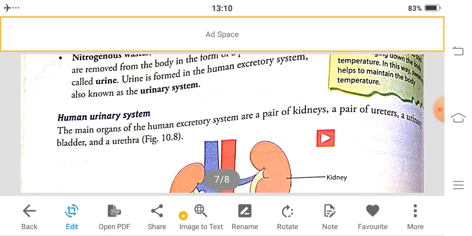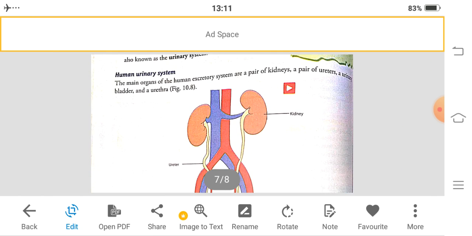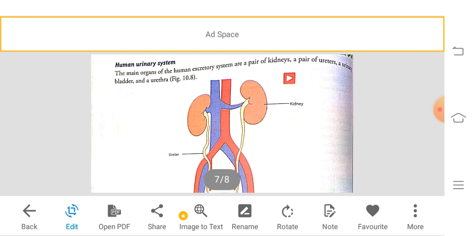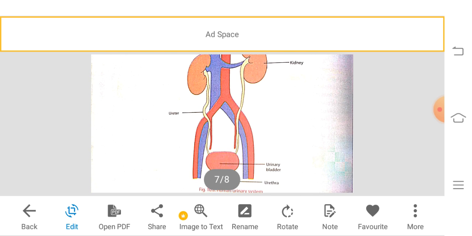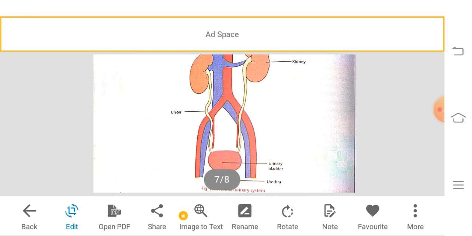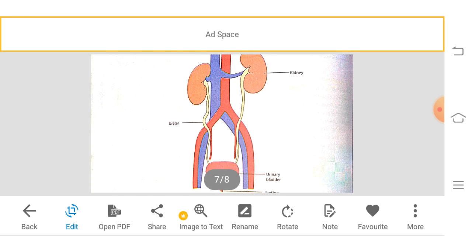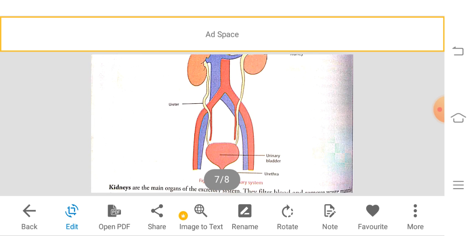I am going to minimize my screen so you can see this. This is a kidney. Then come the ureters. Ureters are two thin tube-like structures, then a urinary bladder and a urethra.